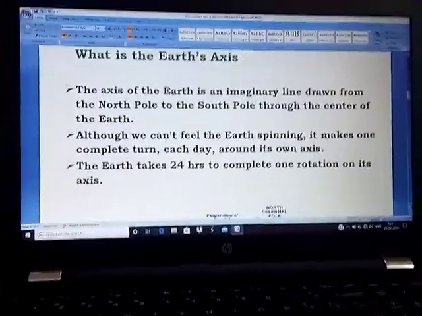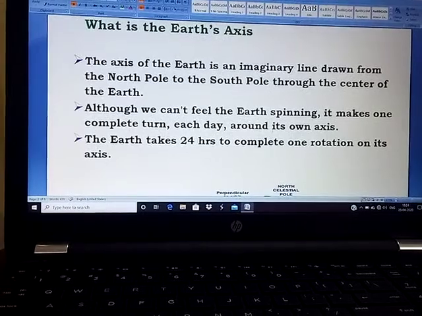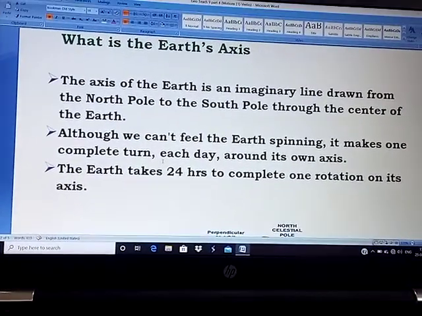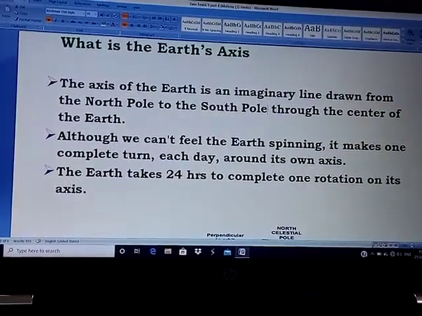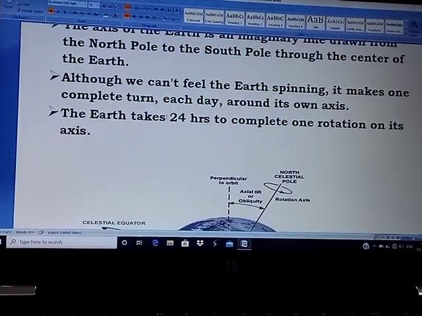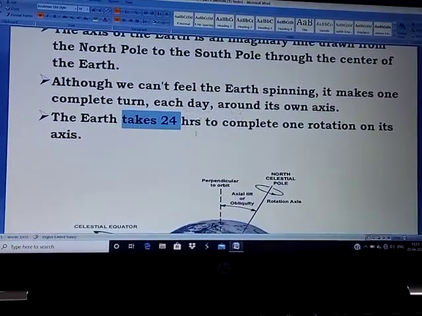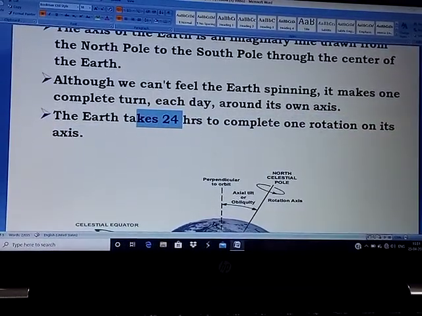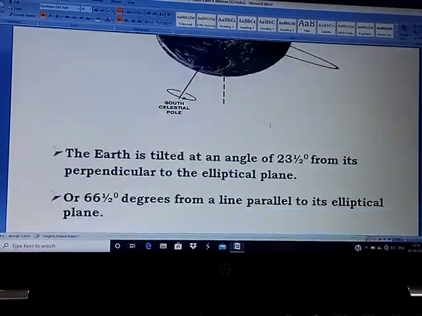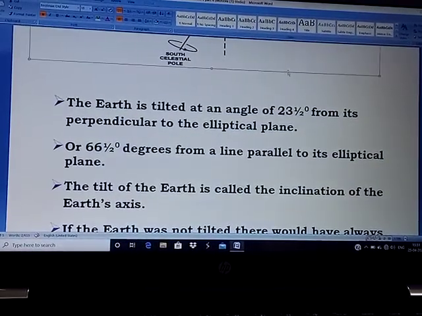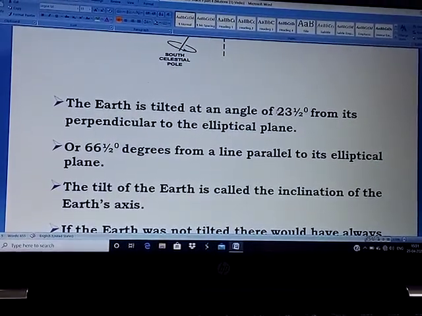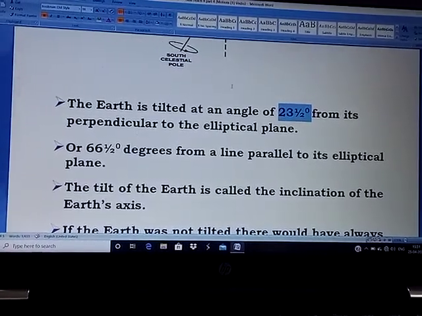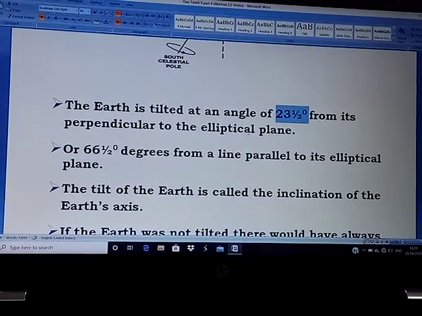Although we can't feel the earth spinning, it makes one complete turn each day around its own axis. The earth takes 24 hours, a normal day, to complete one rotation. The earth is tilted at 23.5 degrees from its perpendicular, just as we have said, to the elliptical plane.